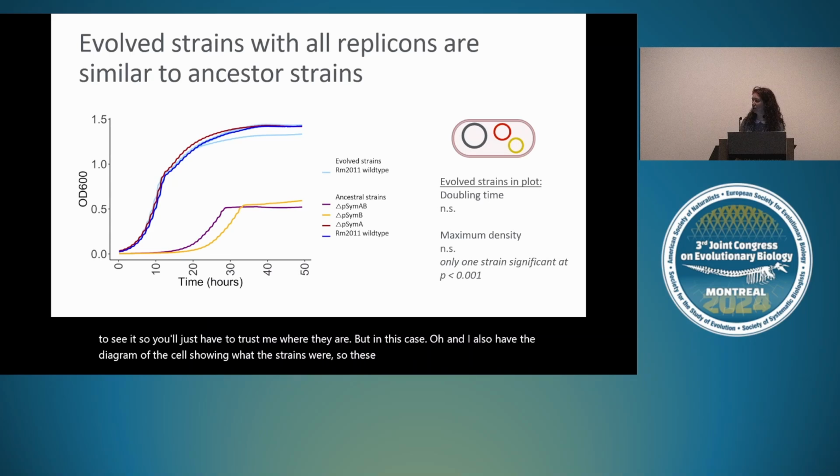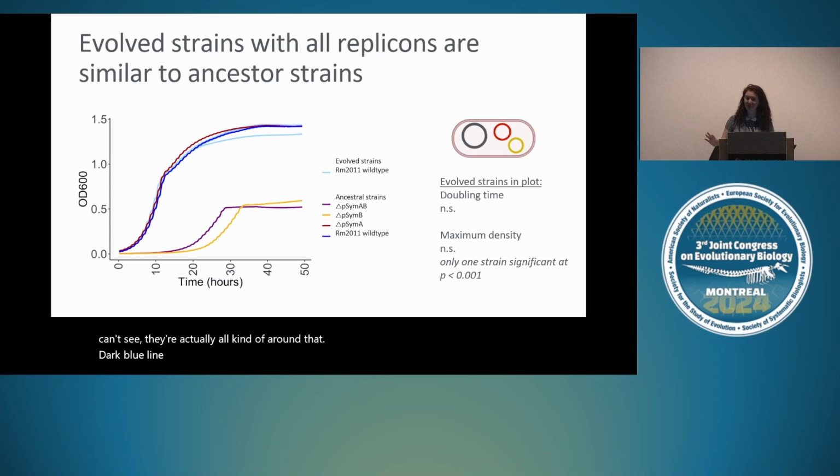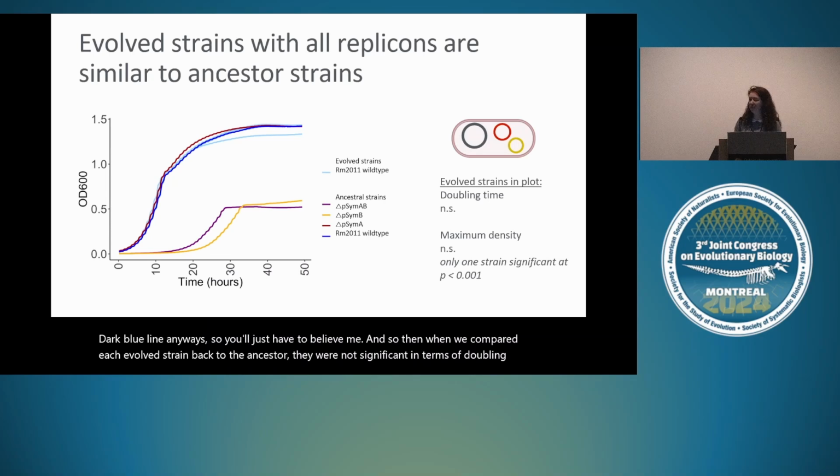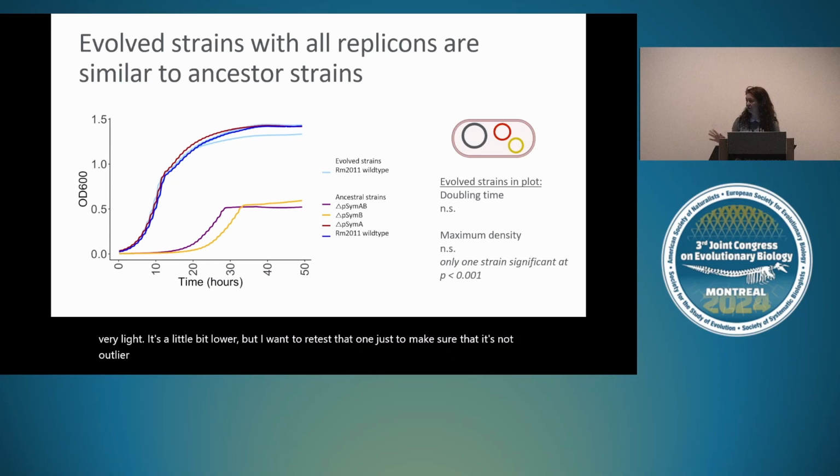So these were bacterial cells with both PSEM-A and PSEM-B. In this case, all the evolved strains that had both of these replicons performed similarly to the ancestor. All of the light blue lines, which you can't see, are actually all around that dark blue line anyway. So you'll just have to believe me. When we compared each evolved strain back to the ancestor, they were not significantly different in terms of doubling time or in the maximum density that they grew. There was one that didn't grow as much, so it's a little bit lower, but I want to retest that one just to make sure that it's not an outlier. So these strains look the same as the ancestor.